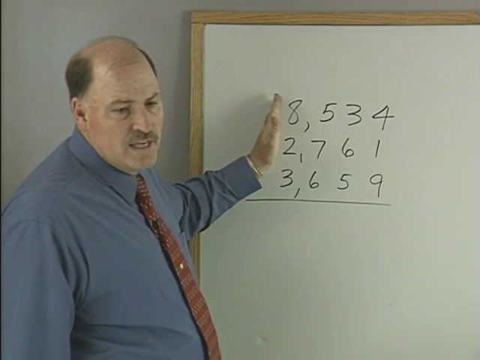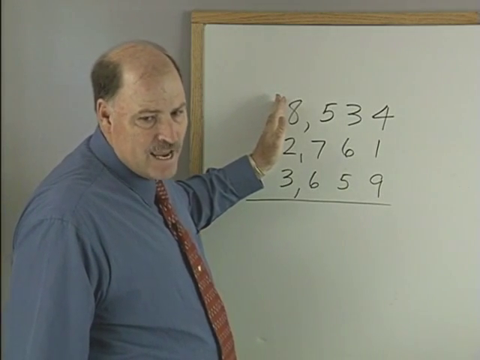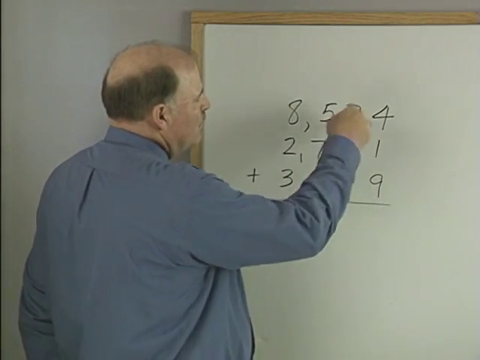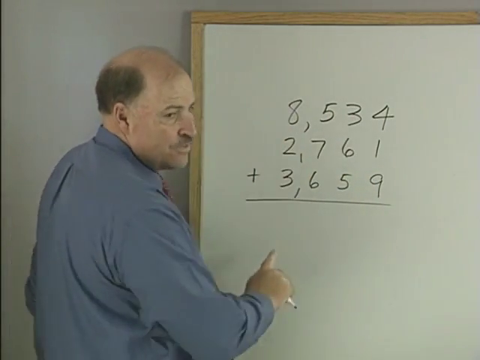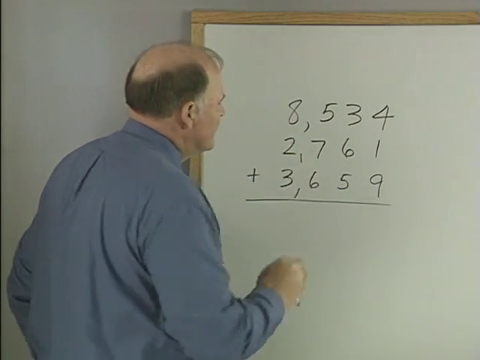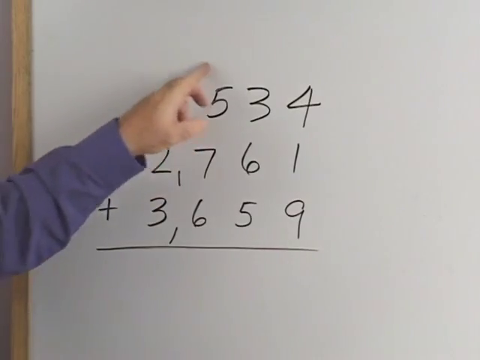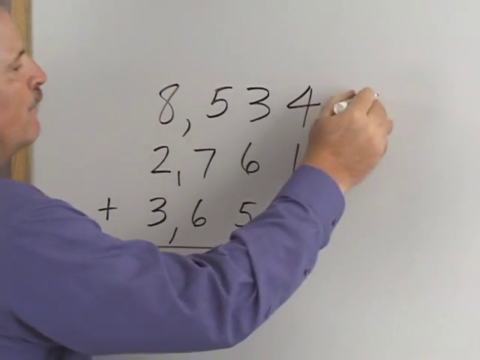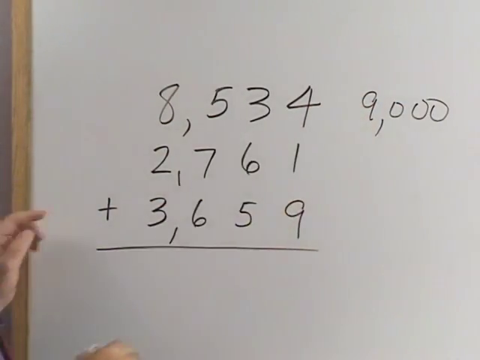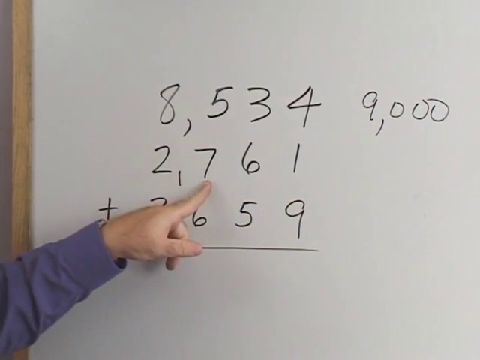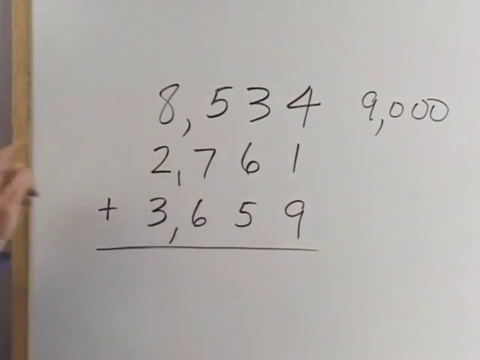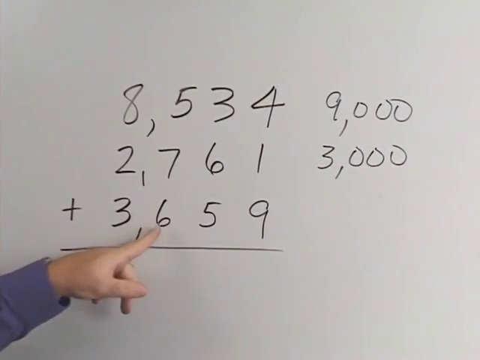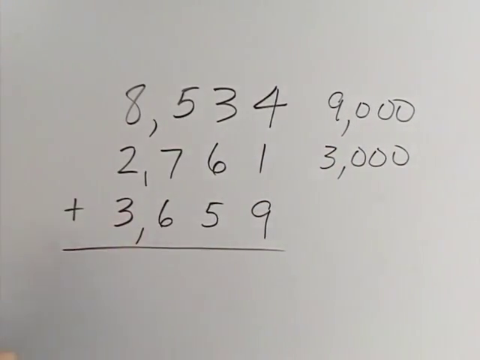So the first thing we're going to do is estimate by rounding. So these will all be round zeros because we're going to round to thousands. So what's the closest 1,000 to 8,000? We look to the next number. Does the 5 make it a what? Up. So that would be 9,000. 2, look at the 7. That makes it go up again, 3,000. The 3, we look at the 6 and it goes up again.